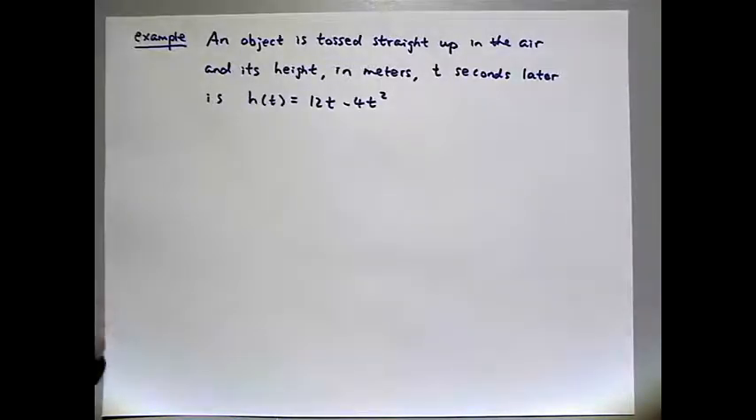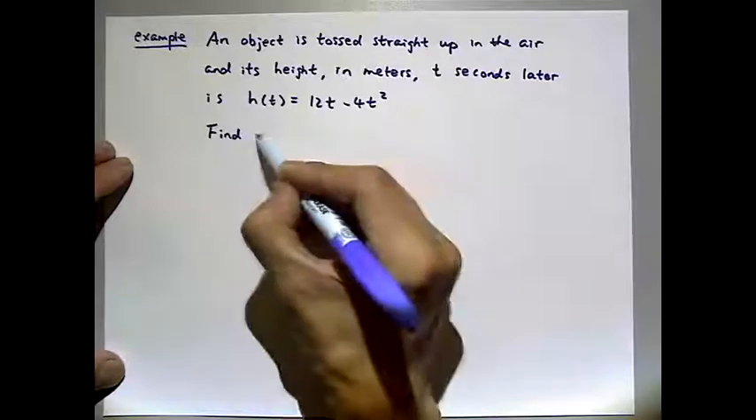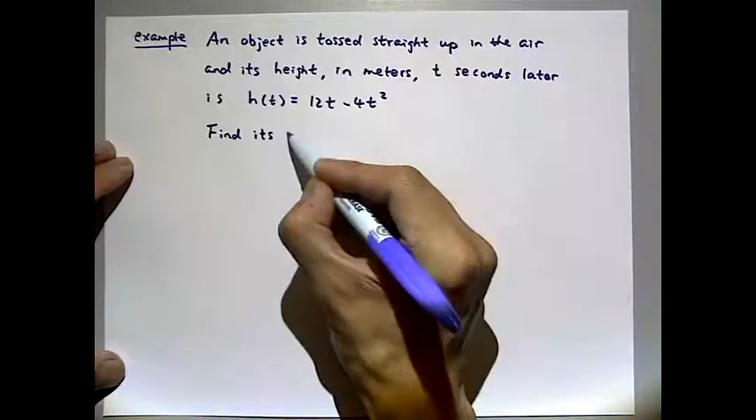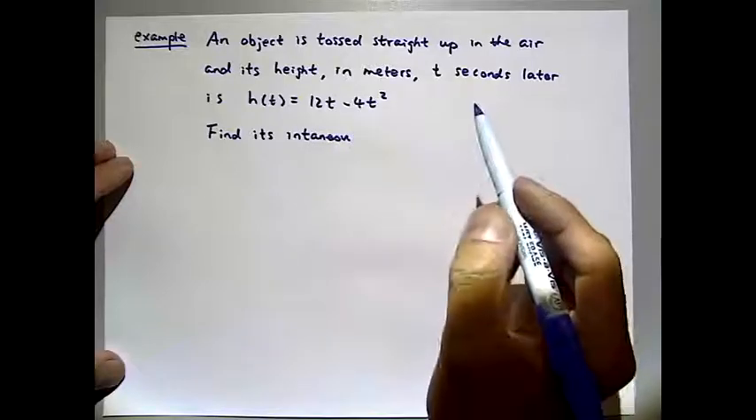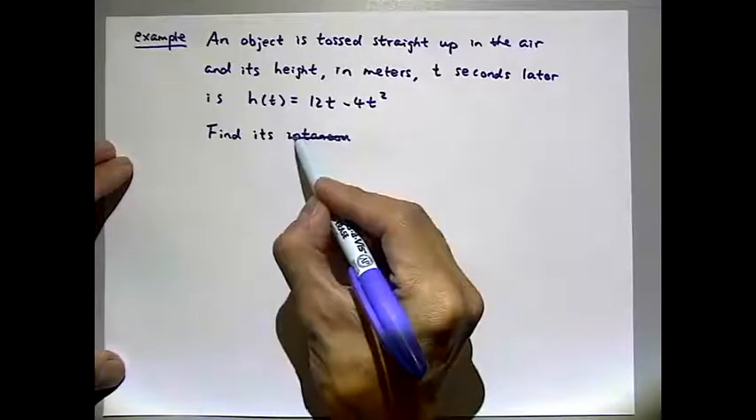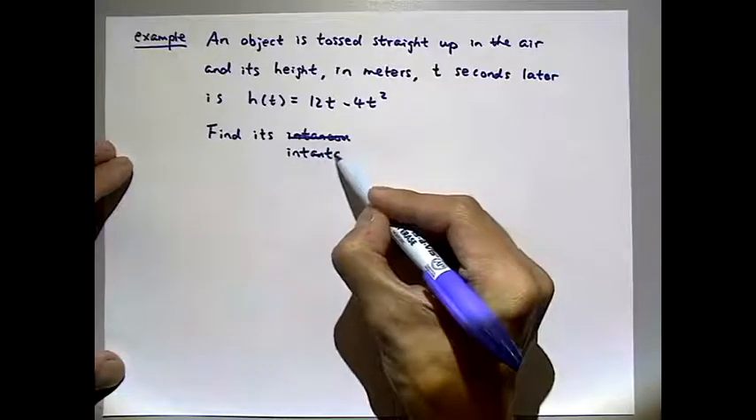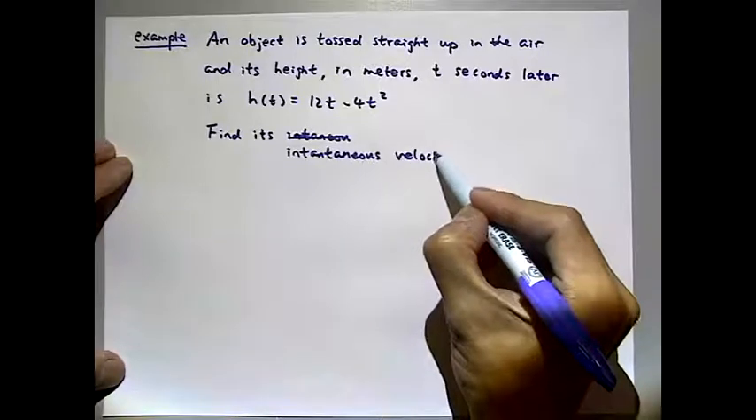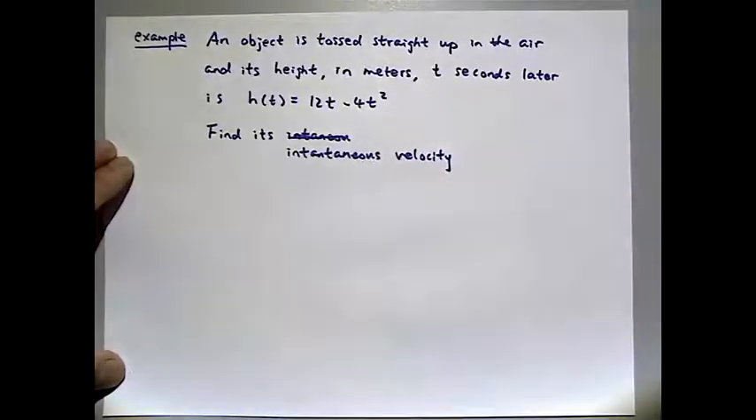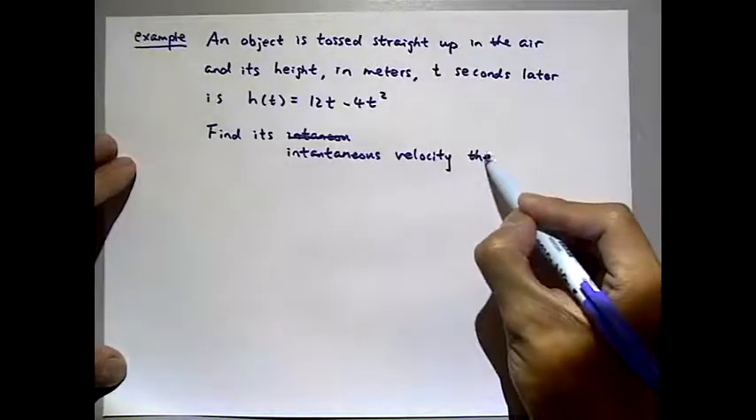Okay, let's see, what do we want? We want to find instantaneous velocity. Find its instantaneous velocity the moment it hits the ground.